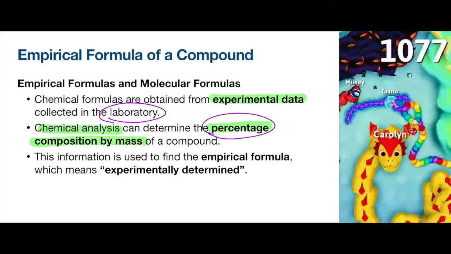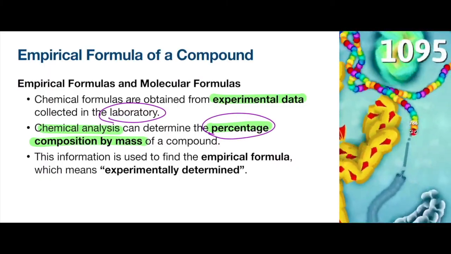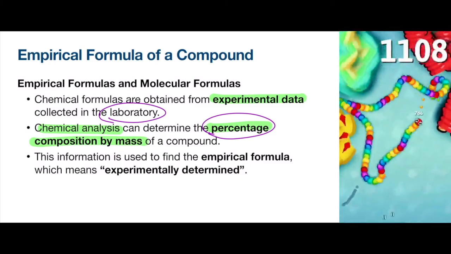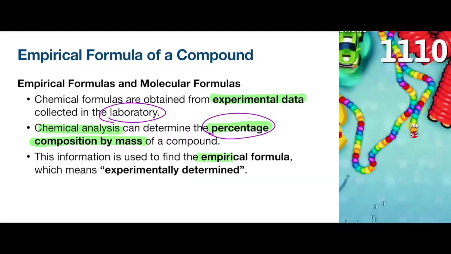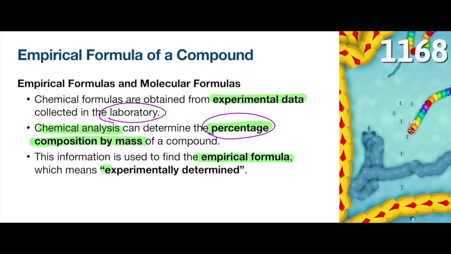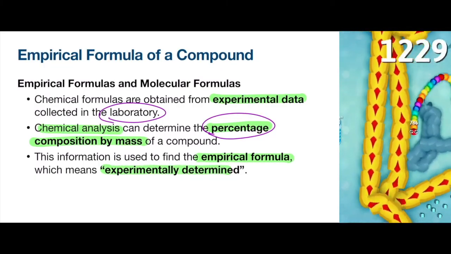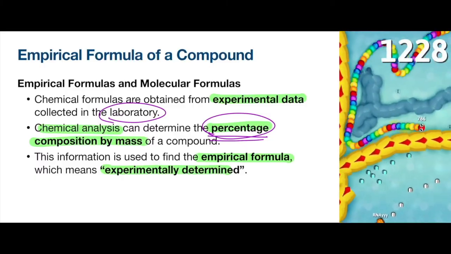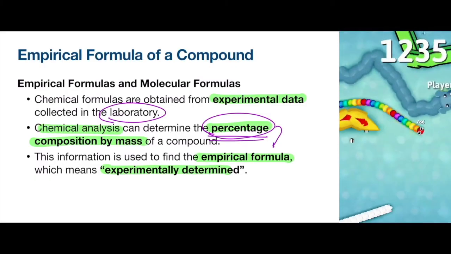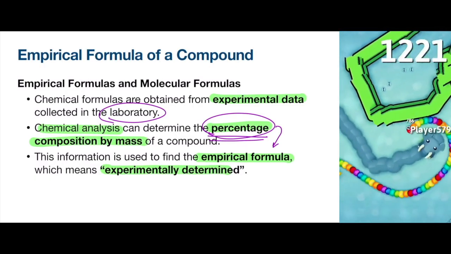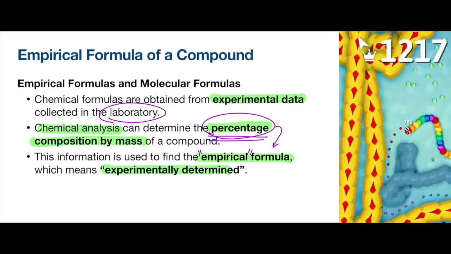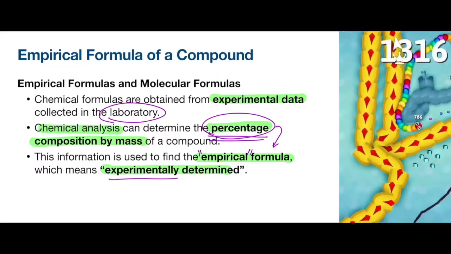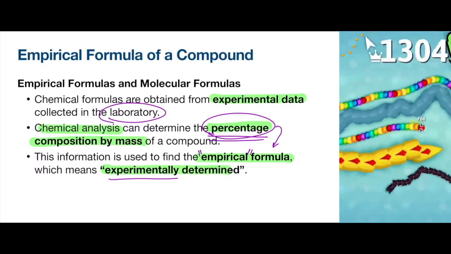This tells us how much of each element is present in a compound based on mass. This information is used to find the empirical formula, which means experimentally determined. So using the percentage composition of a compound, we can calculate the empirical formula. The word empirical reminds us that this formula is based on experimental results, not assumptions.